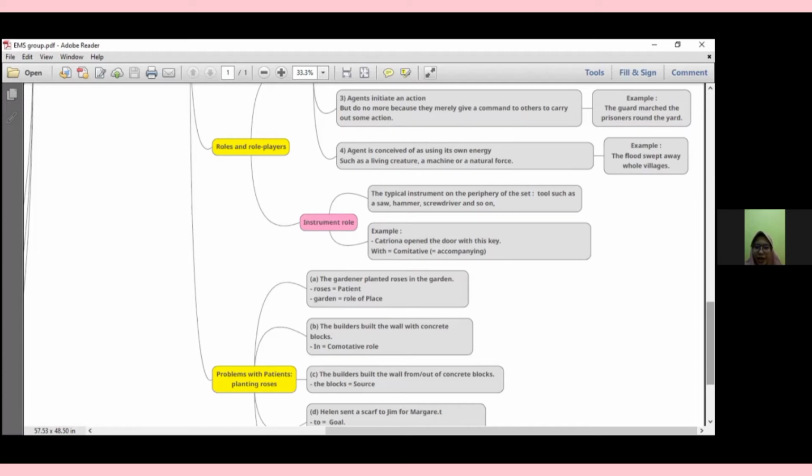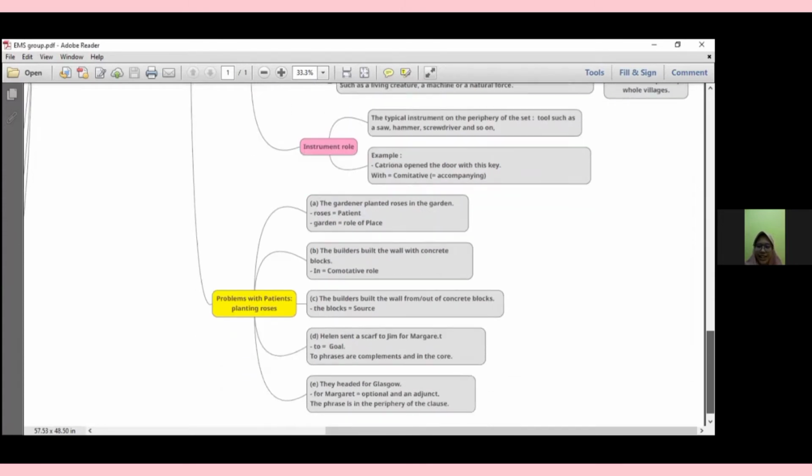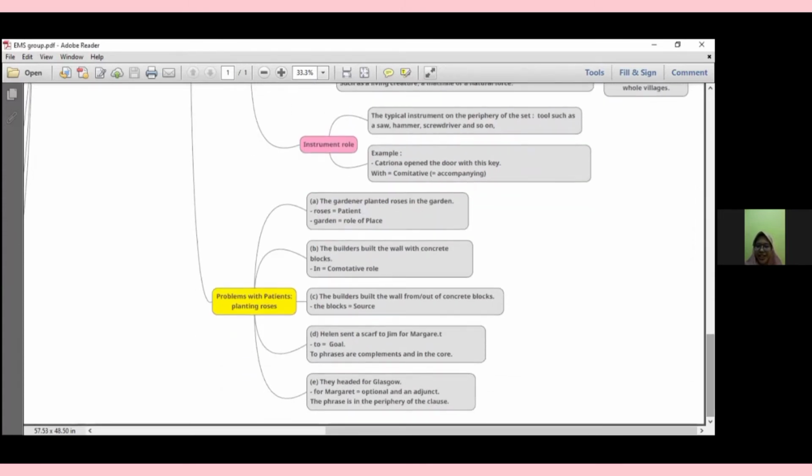And then we have problems with patients in planting roses. The example A, the gardener planted roses in the garden. Roses here is the patient, and garden here has the role of place. Example B, the builders built the wall with concrete blocks. Here it has the comitative role. And then C, the builders built the wall from or out of concrete blocks. The blocks here have the role of source.